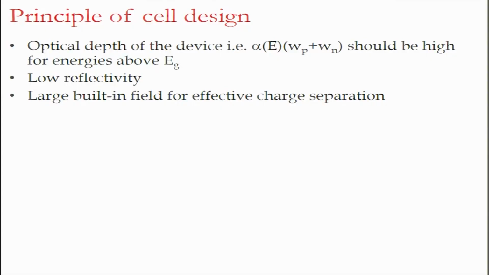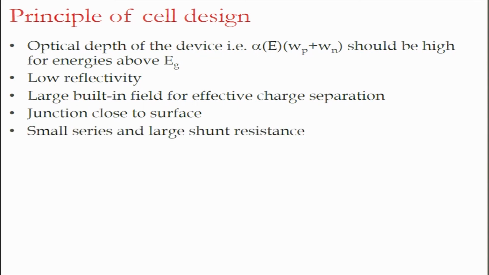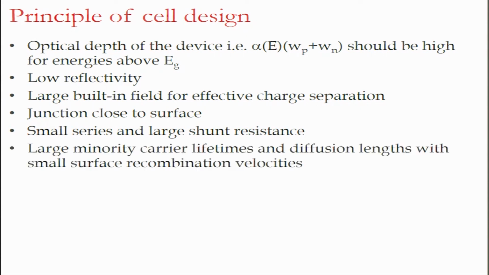The device must have low reflectivity, it must have a large built-in field for effective charge separation. The junction should be close to the surface, and we will come to the reasons for this, especially in case of silicon it is very important. The junction should be close to the surface, and this is mainly because of recombination in the different types of materials. The device must have a small series and large shunt resistance, as we have seen. The minority carriers must have long lifetimes and diffusion lengths with small surface recombination velocities.